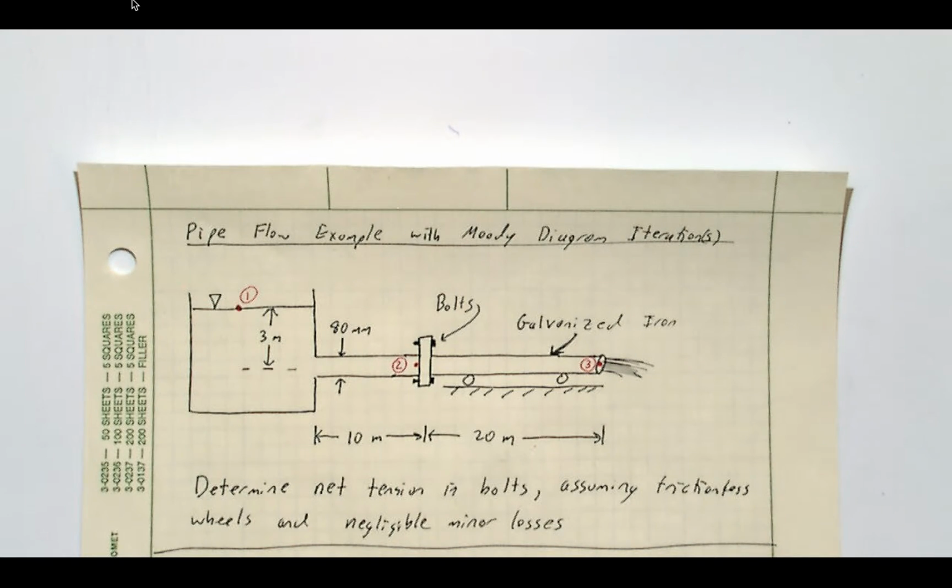But the question, the system is here. We have a big tank with a pipe coming off of it, where two different pipe sections are being flanged together here. And the question here is, what is the force in the bolts here to keep this connection if everything is sitting here on frictionless wheels? Okay.